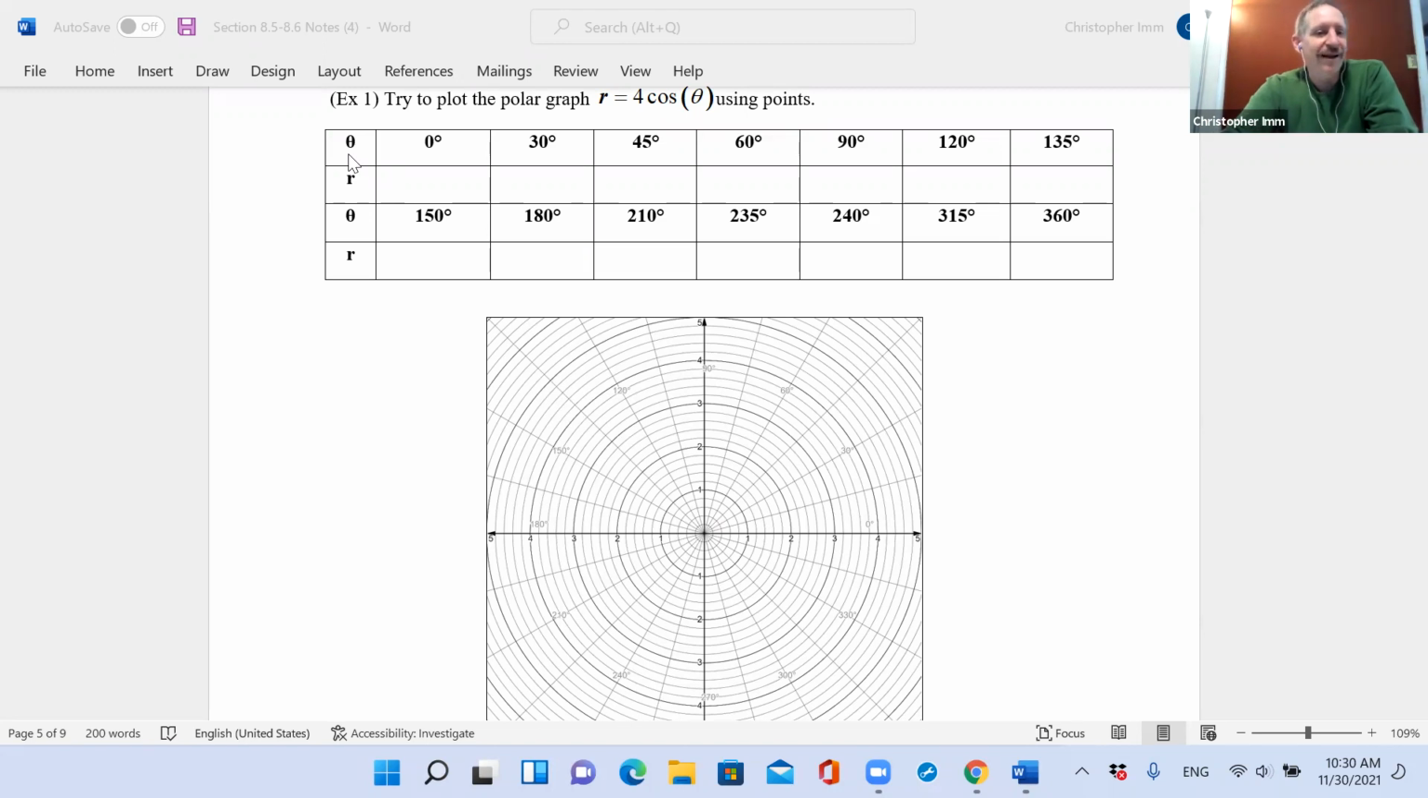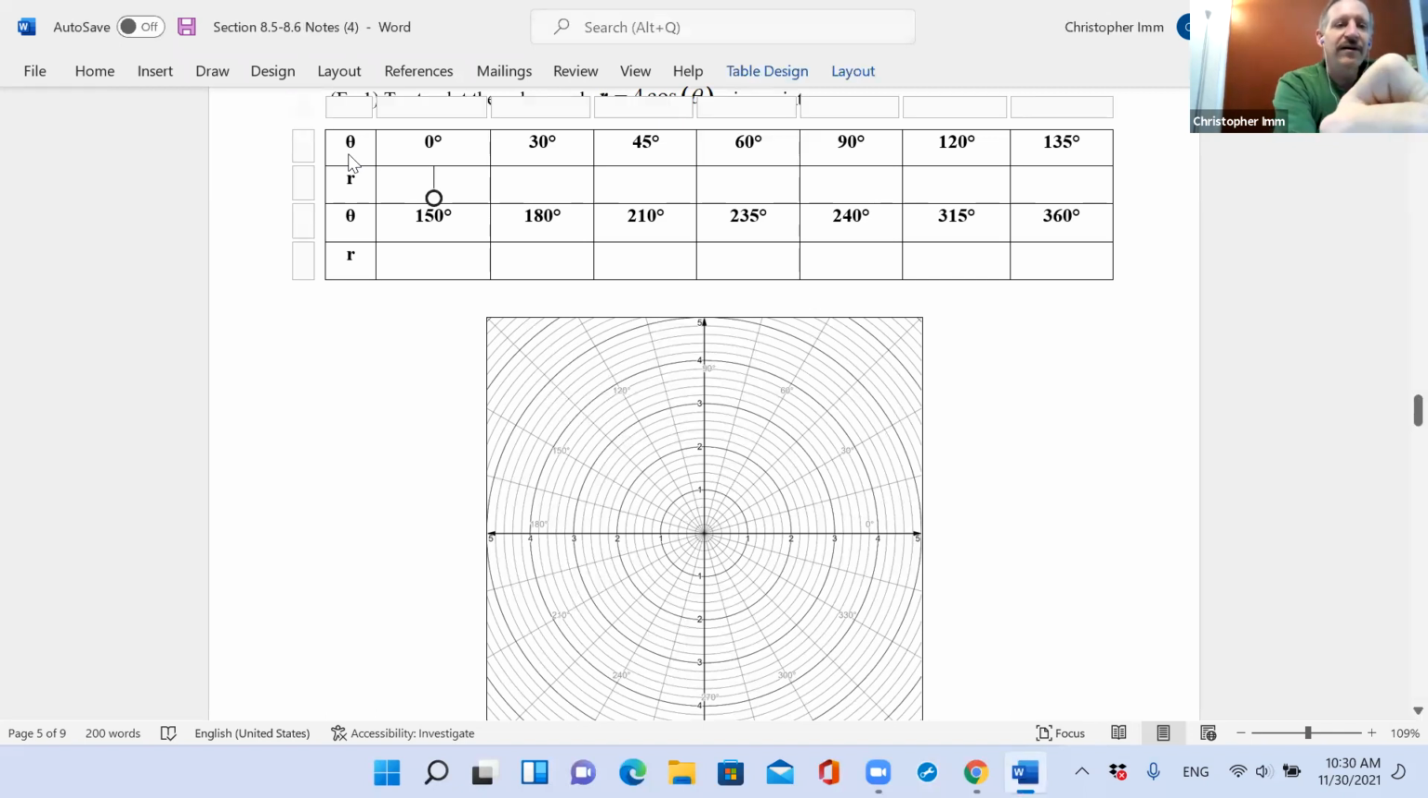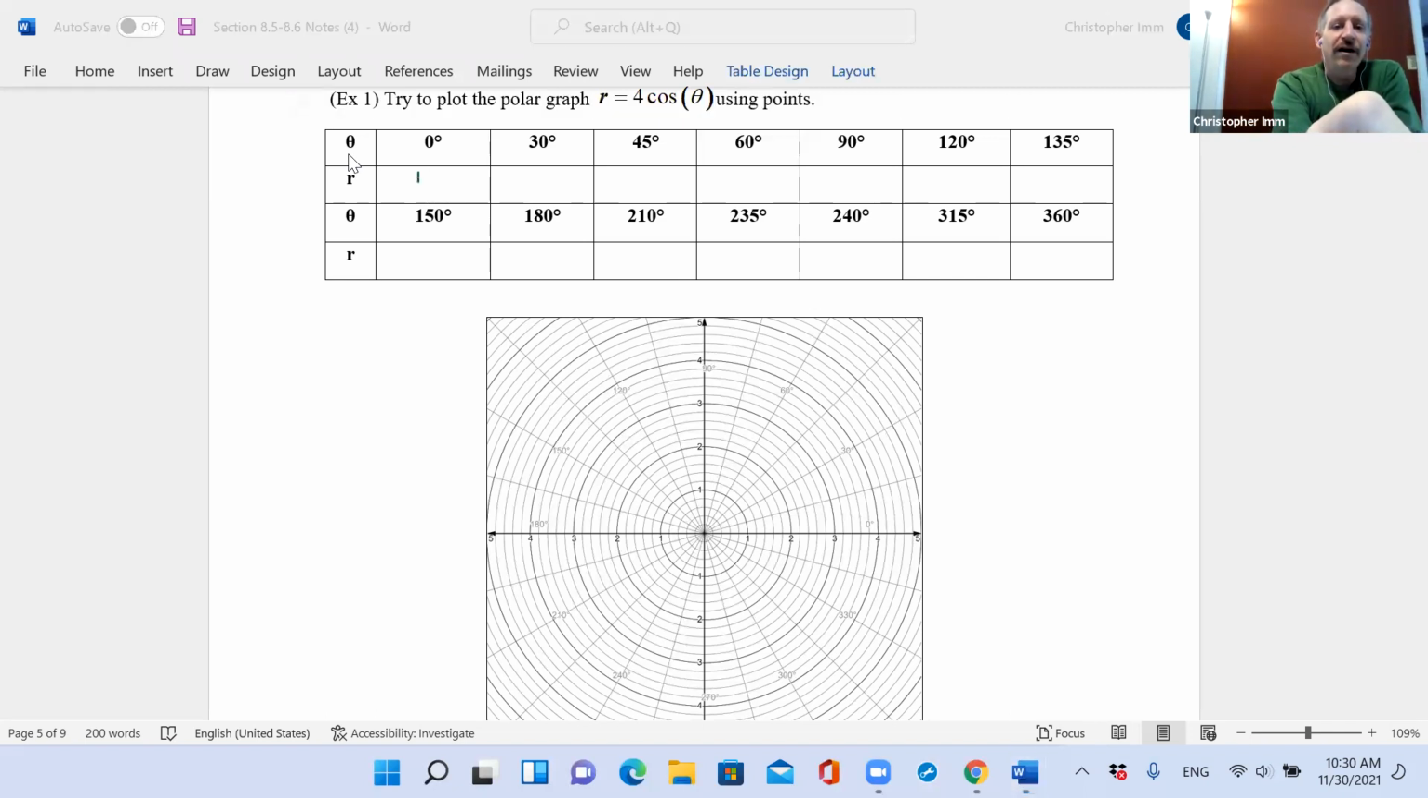So I'm going to go ahead and plug in 0. So r is equal to 4 cosine 0. Cosine 0 is 1. So 4 times 1 is just 4. So that's what's going to happen when I plug in 0 to that graph. So my first point here is 4, 0. Right there.